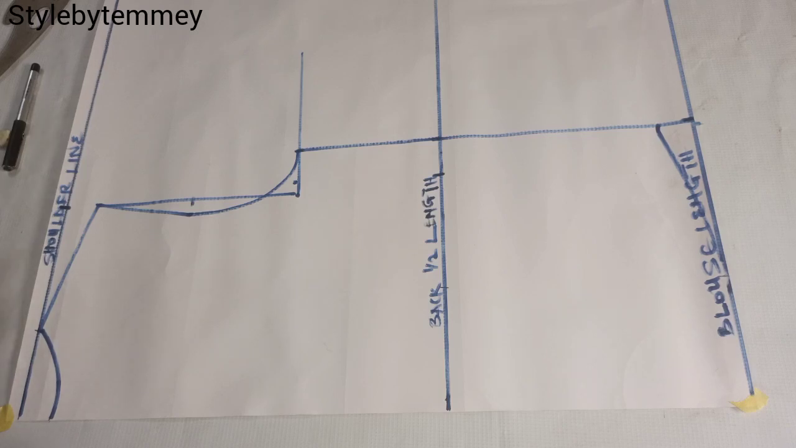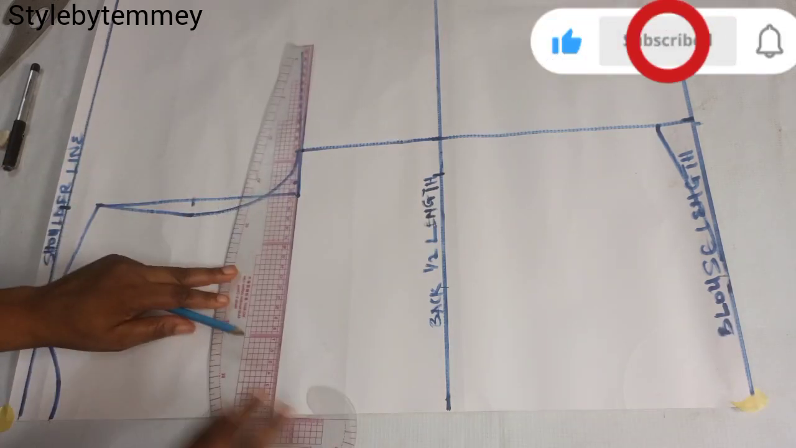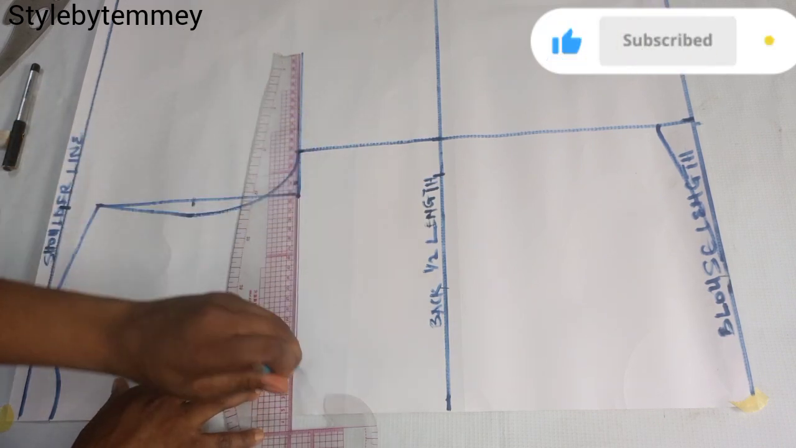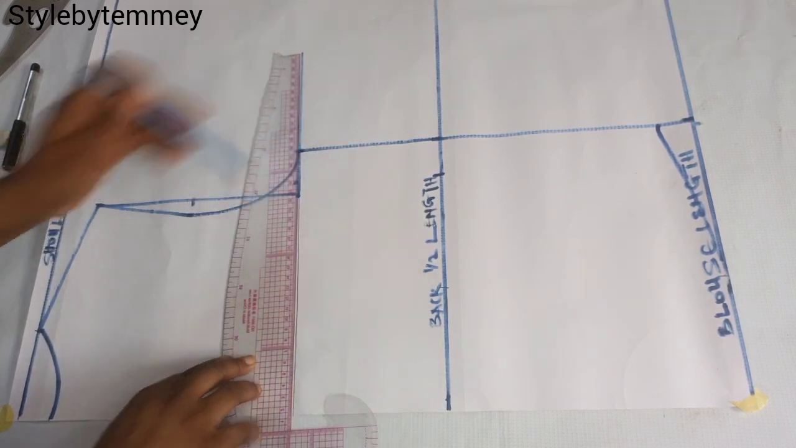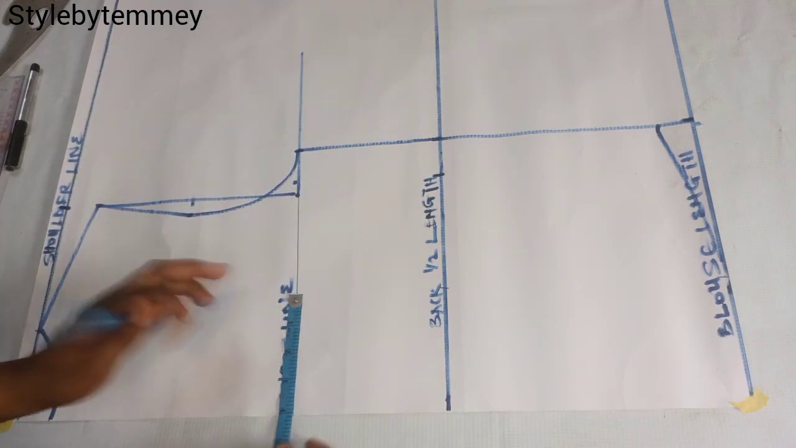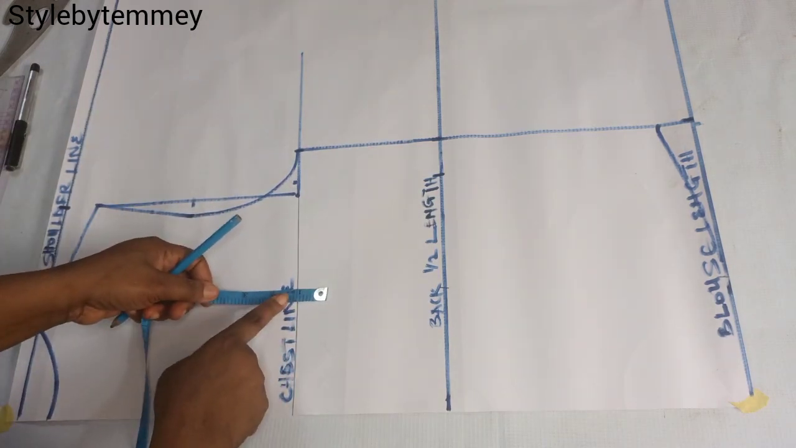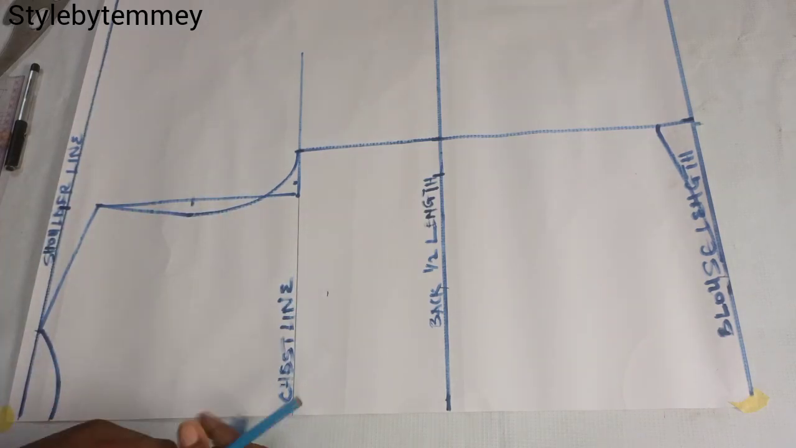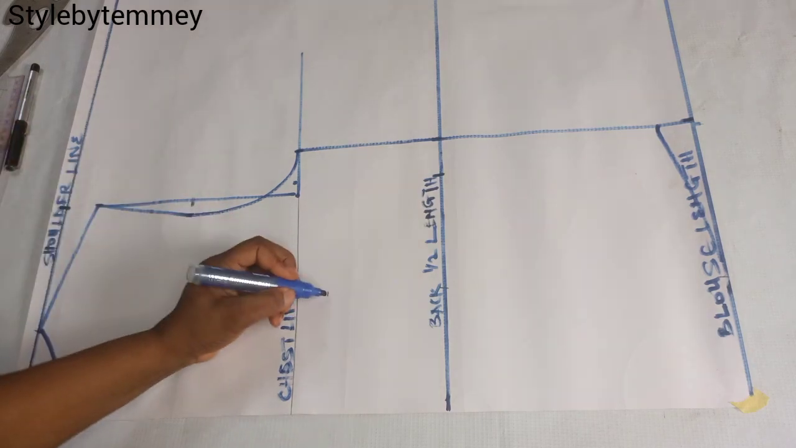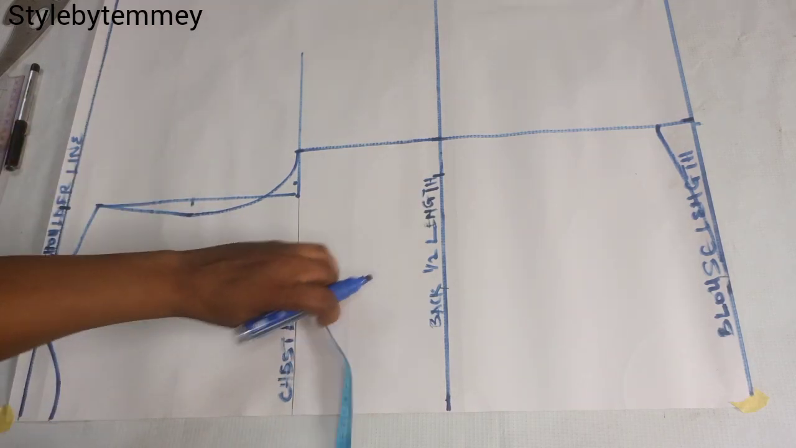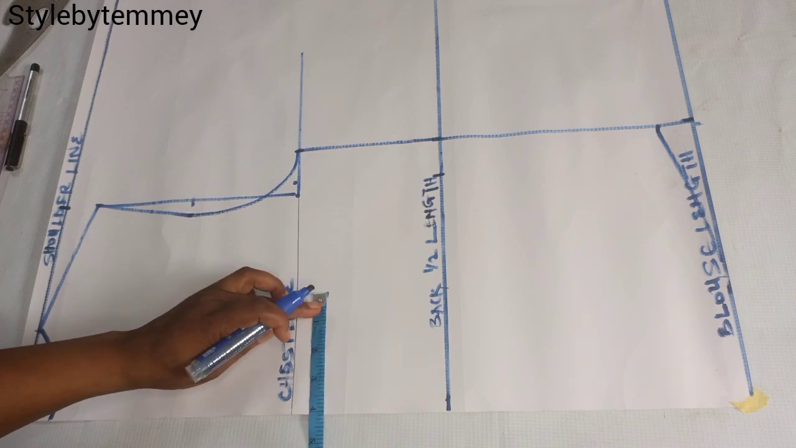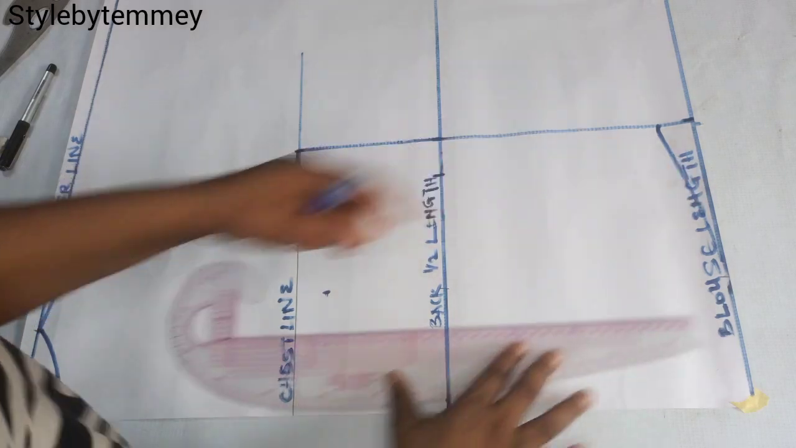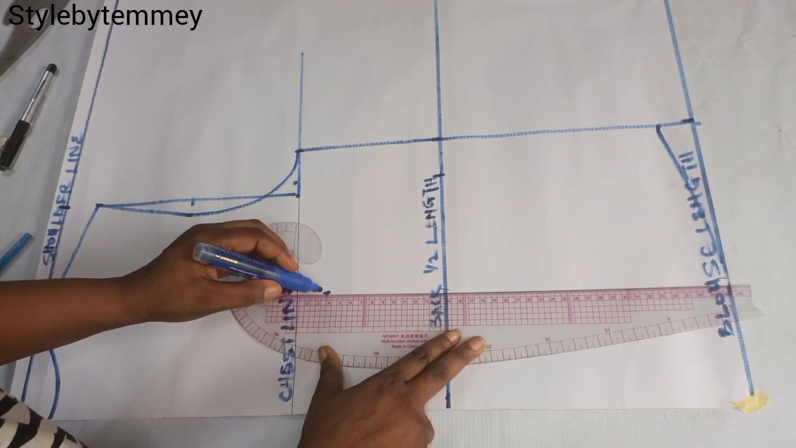Then I move to my chest line and I extend that chest line backward so I can also take my dart on it. But I'm not going to take my dart exactly on my chest line. I am coming down by 1 inch from the chest line. Please don't make the mistake of taking your dart exactly on the chest line, because it's going to affect your bust measurement. So after coming down by 1 inch from the chest line, then I take my bust band measurement on it, which is 4 inches. Then I connect the lines together.